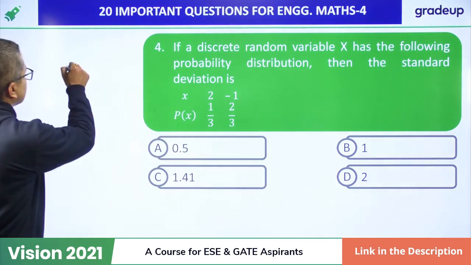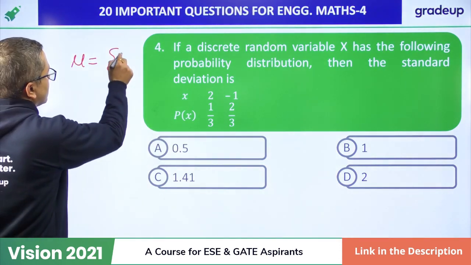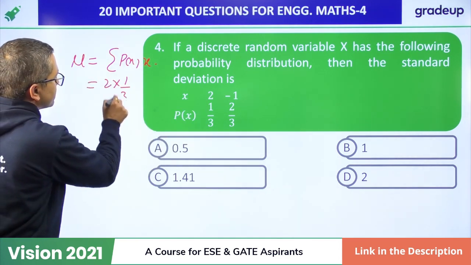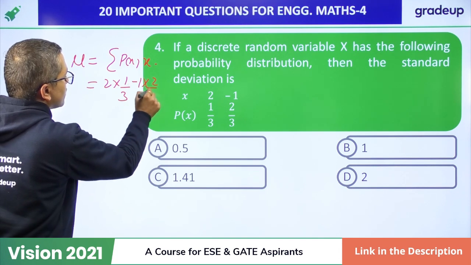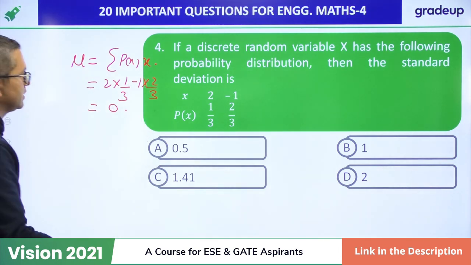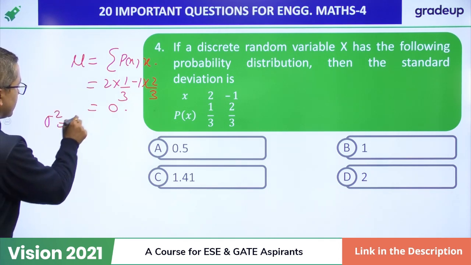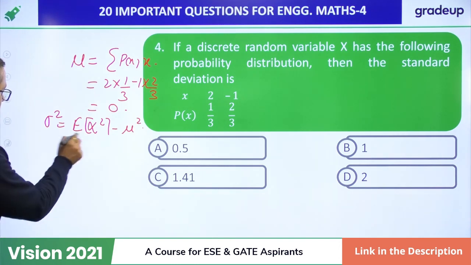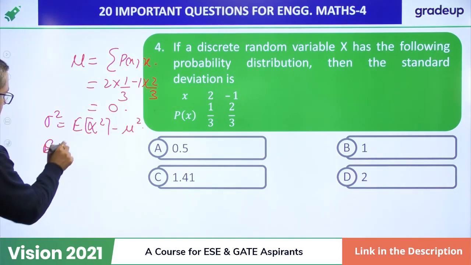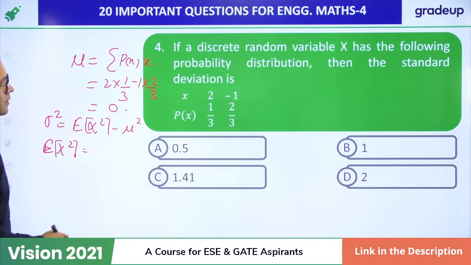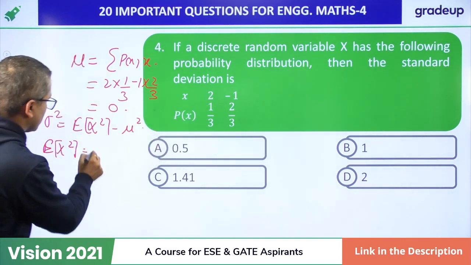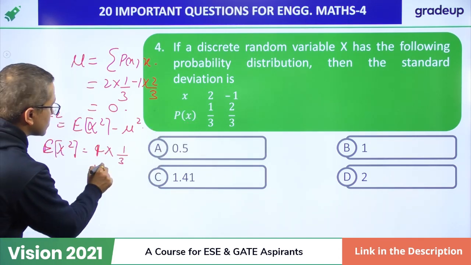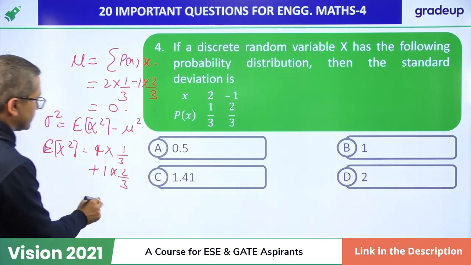So what you need to do is firstly calculate the mean. Mean is nothing but sigma p x into x. So I'm going to just multiply them and add them. So -1 into 2 upon 3, it becomes 0. So mean is 0. So sigma square is nothing but expectation of x square minus mean square. So here mean is 0, so we just need to calculate E of x square. Now x square here is 4, so 4 into 1 upon 3, plus 1 into 2 upon 3. Is that good?